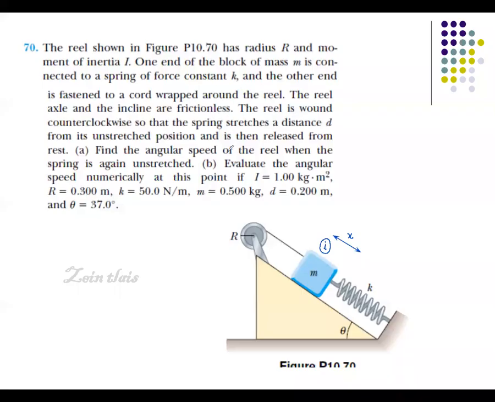Problem 70. We have a pulley with a radius r and moment of inertia I. One end of the block M is connected to an elastic spring with a constant K, and the other side is connected to a cord, and this cord is wrapped around the pulley. The pulley axis and the incline are frictionless. We don't have friction between the axis and the pulley.